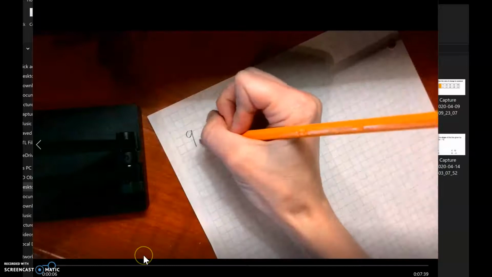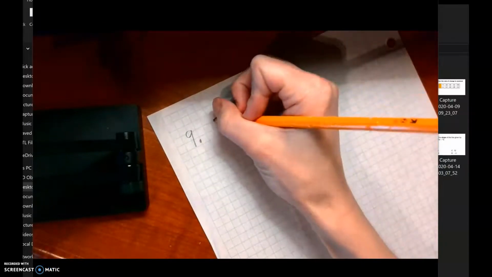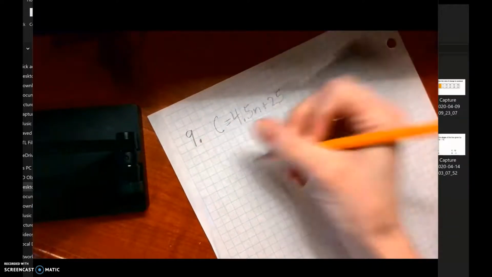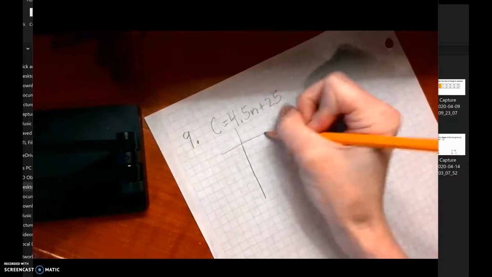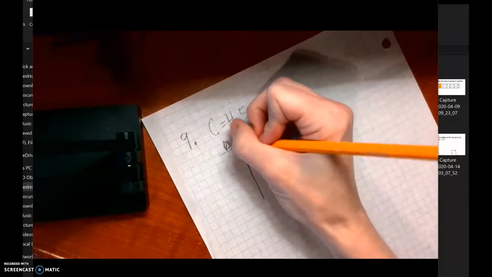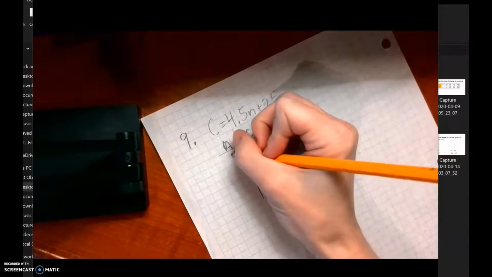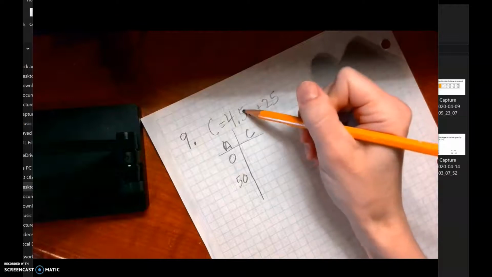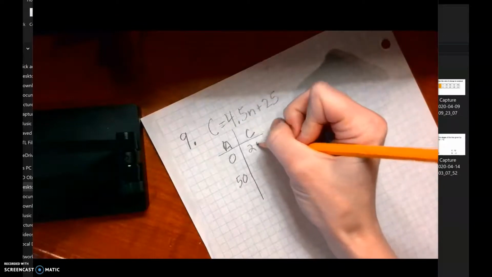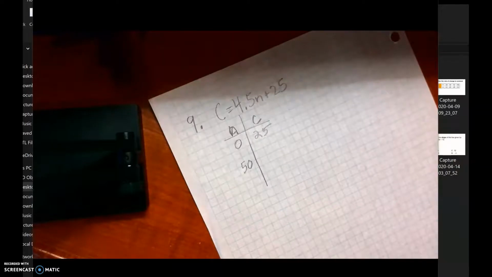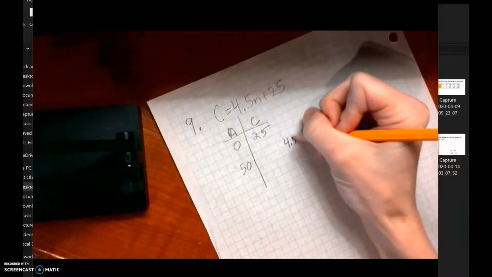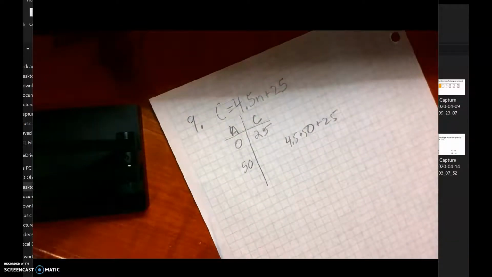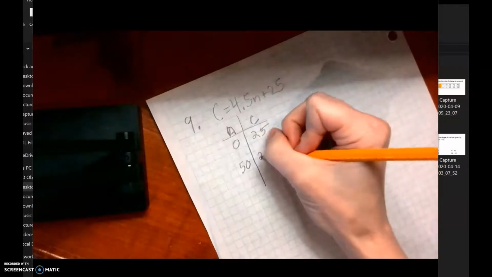Number 9 gives me this equation. And they asked me to graph it for between 0 and 50. I'll do just 0 and 50. So if I put 0 in here, 4.5 times 0 plus 25 is 25. And if I put 50 in here, 4.5 times 50 plus 25 is 750.